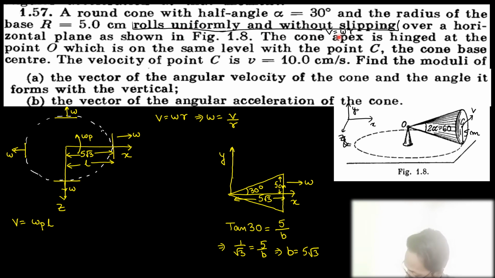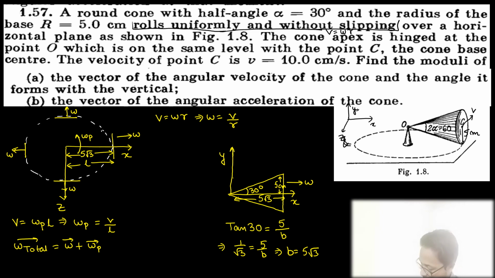Why? Because of pure rolling. And V is equal to omega p into L. Why? Because in circular orbit. So here I'll get precession angular velocity is equal to V by L. Now how do I express omega in terms of time? One more thing, what is the total angular velocity? Total angular velocity is nothing but angular velocity of the wheel plus angular velocity of the orbit.